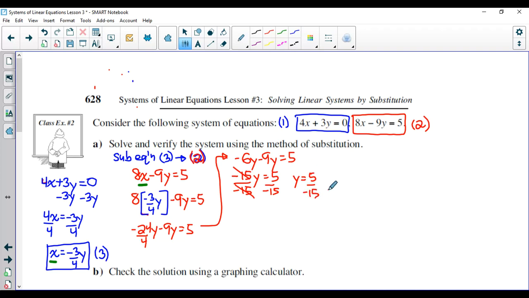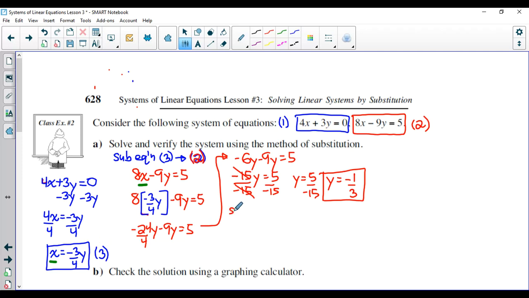If you reduce this fraction, though, you could divide both the top and the bottom by 5. And let's move the negative sign to the top. So this would actually turn into negative 1 over 3. Okay, so that's what the y coordinate would be equal to. Now, after we've done that, you then take this value of y and sub it back into equation 3.